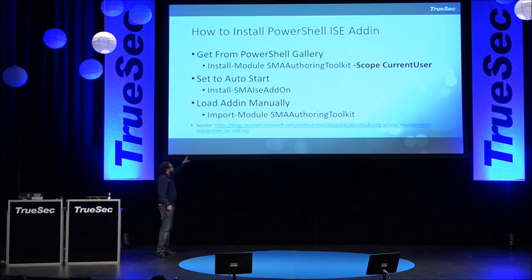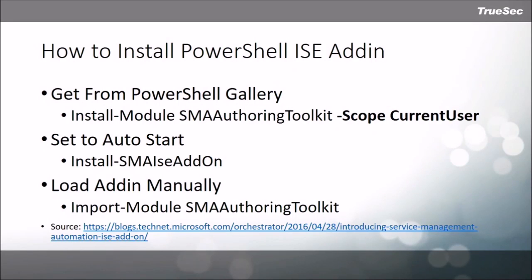There is a blog post here where you could actually download this plugin. This plugin doesn't only work with 2016, it also works if you're using 2012 R2. And all you do to install it is run this single command, Install-Module SMA Authoring Toolkit, and it will install a PowerShell module on your machine, which is the actual plugin. And if you run this Install-SMAISEAddOn command, it will make sure that it starts every single time you start your editor.